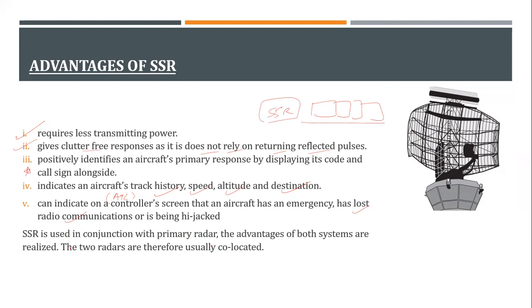SSR is used in conjunction with the primary radar. You can see here in the picture, the above one, the small one, is the primary radar. The below one, this big one, is the secondary radar. So here we are using both of them to have a cumulative advantage. In this case, they are put together, so it is called co-location. These two different types of radars are co-located.